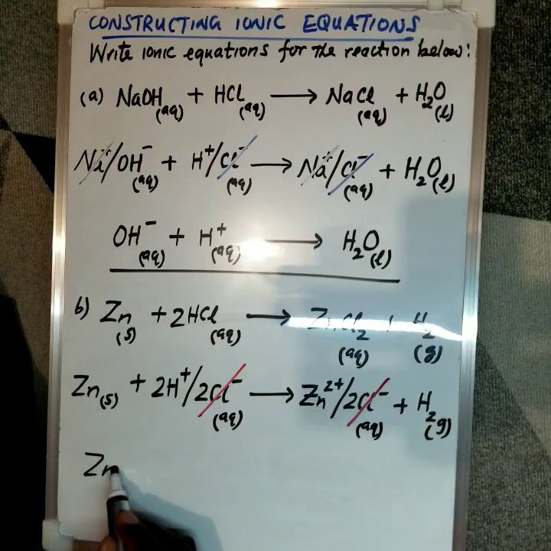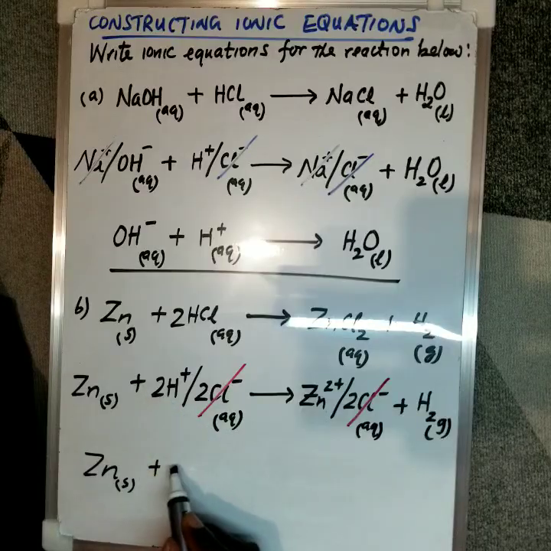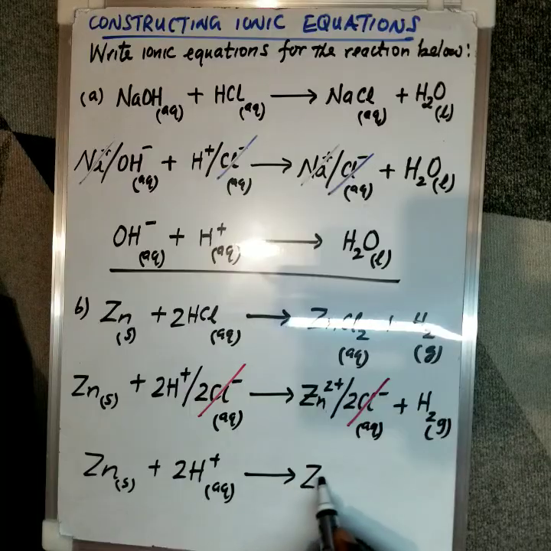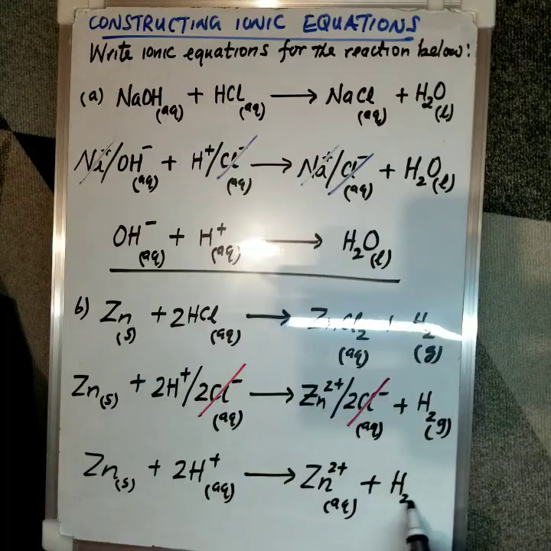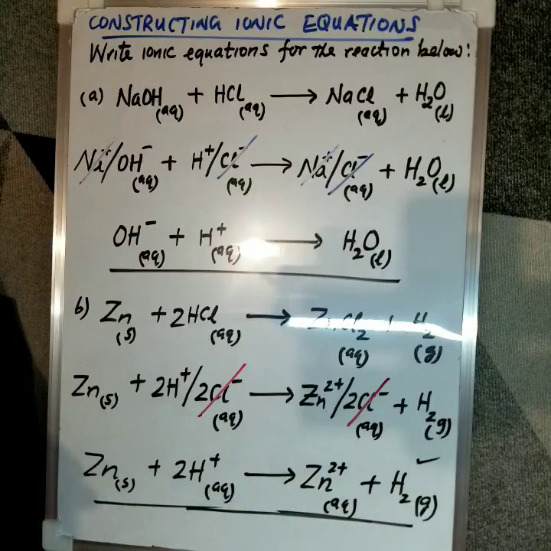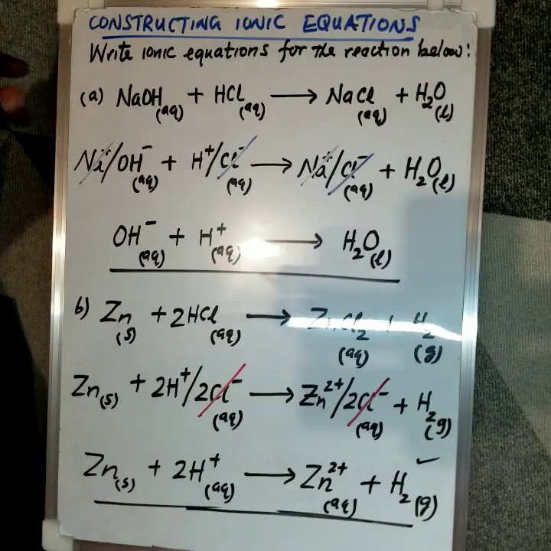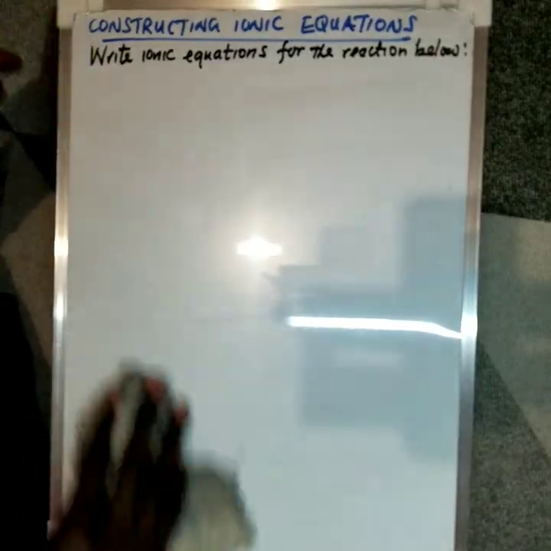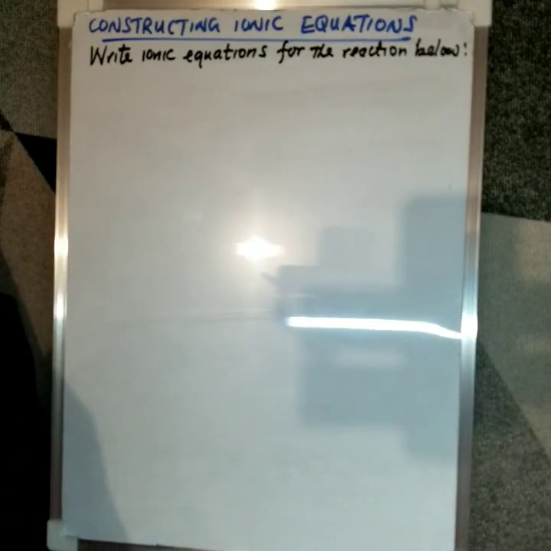So here I do have zinc, which is in solid form, plus 2 hydrogen ions, which are in aqueous, to produce zinc 2 plus ions, which are in aqueous, plus hydrogen, and this is in gaseous form. This is what we are calling an ionic equation. So that is the way you can go about it. Let me try to do maybe a last one so that you are able to see how you can also go about that. Like I said, patience is very important, and you need to ensure that you practice such things. It is simply going to help you.